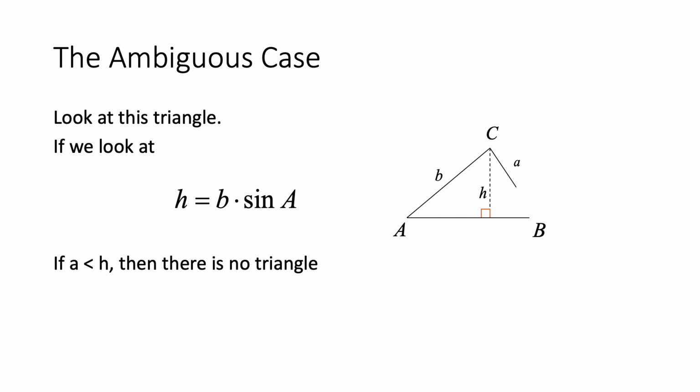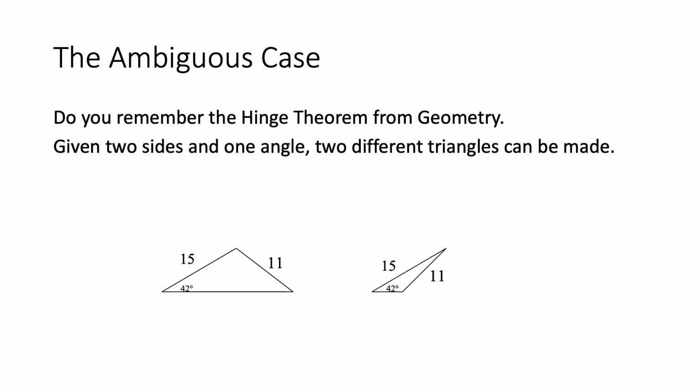But if side A is greater than B, then you can get a triangle. Now here's where it gets confusing, because if side A is in between the length of H and B, then you can actually create two triangles. And if you remember, going back to geometry, you did the hinge theorem, which, given two sides and one angle, two different triangles can be made.